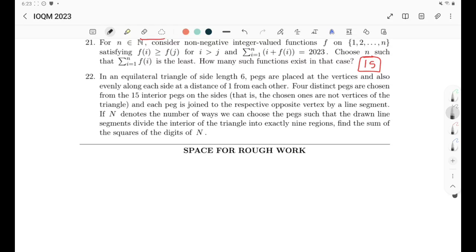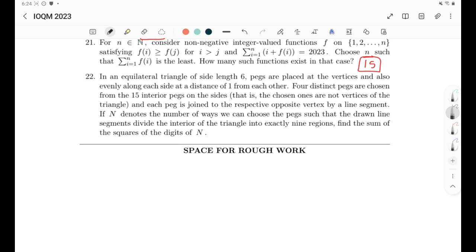Question 22. In an equilateral triangle of side length 6, we have pegs placed at the vertices and also evenly along each side at a distance of 1 from each other. That makes sense. 4 distinct pegs are chosen from the 15 interior pegs on the sides. Each peg is joined to the respective opposite vertex by a line segment.